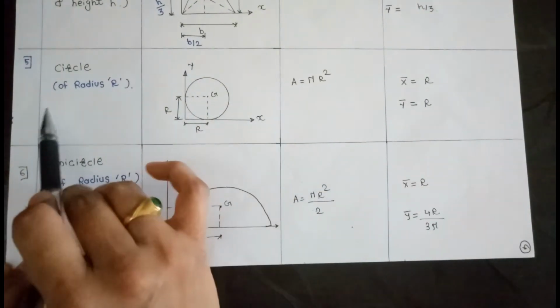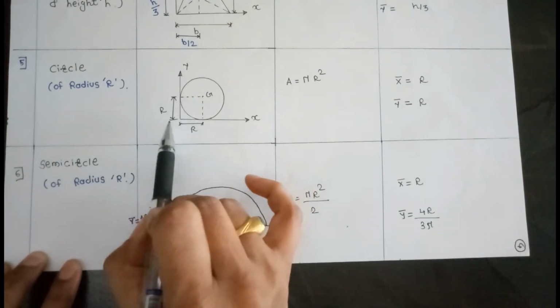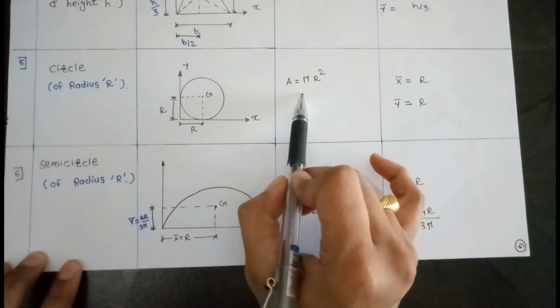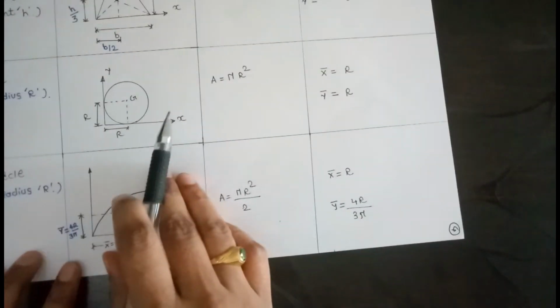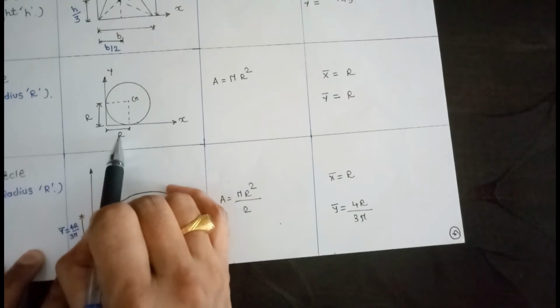Then next is the circle of radius r. Area of circle is pi r square. X bar is equal to r and y bar is equal to r.